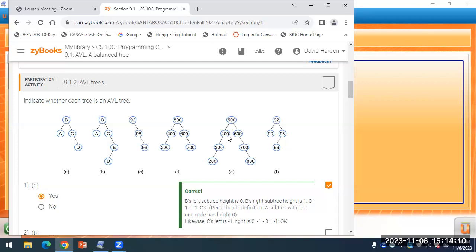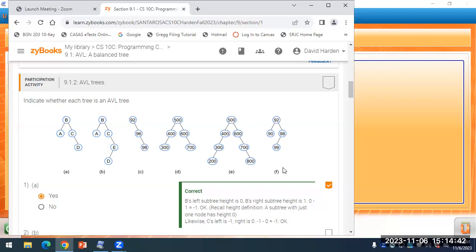Don't we need to take into consideration the right side of the tree? Wouldn't that balance? Yes, but if you find a single node that doesn't meet the requirement, then it's a no for the whole tree. Oh, okay. So in order to be an AVL tree, every node has to meet the requirement. So 500, the root, meets it, but the first 400 doesn't meet it and the 600 doesn't meet it. Good. What about F?